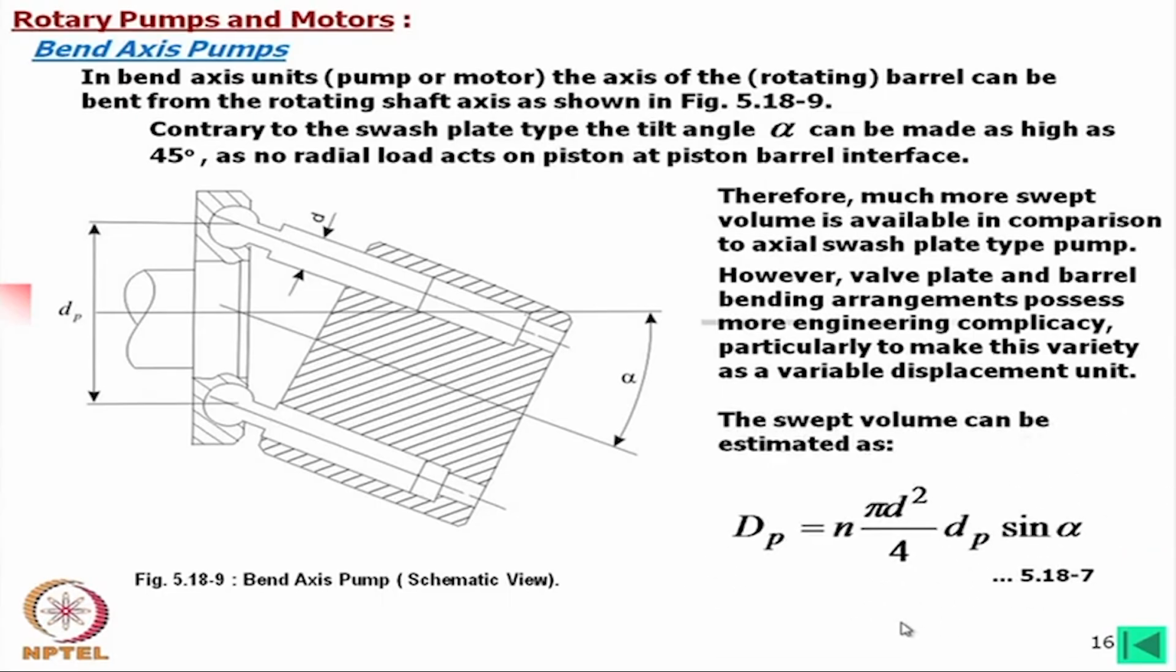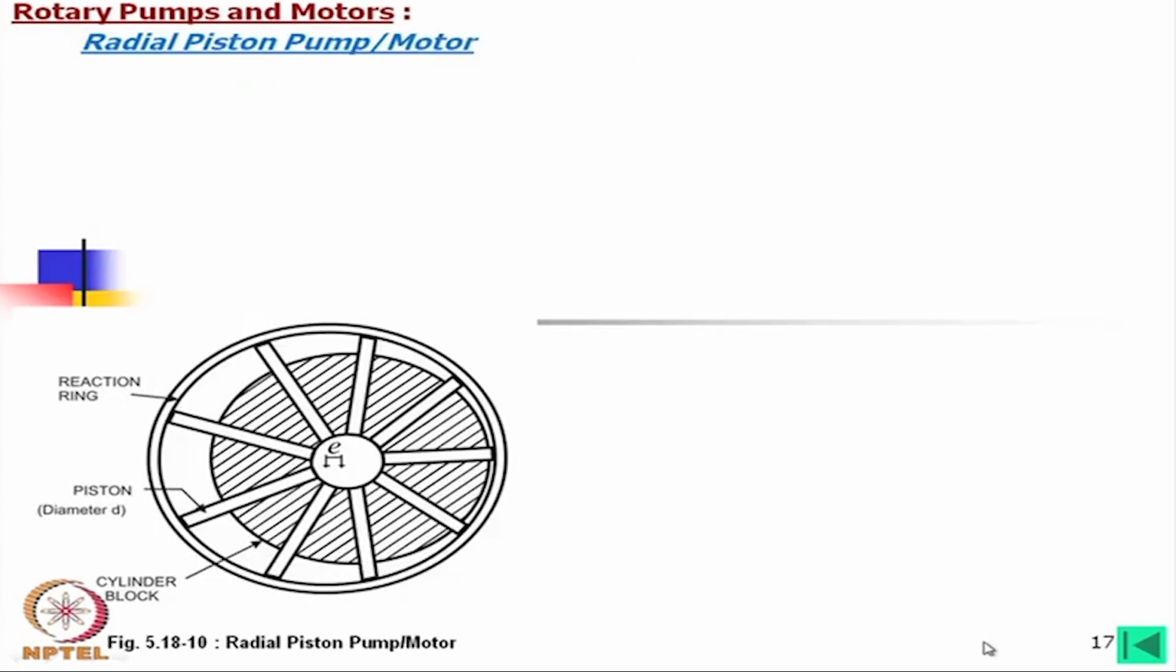Now, in this case the swept volume can be estimated by using this formula, which is the same, but here we use the sine component. Why are we using this sine component? Because if we now consider this one, this is the sine component of dP, not the tan component of dP. So this will be the formula for swept volume, and to find the individual displacement we can exercise separately.